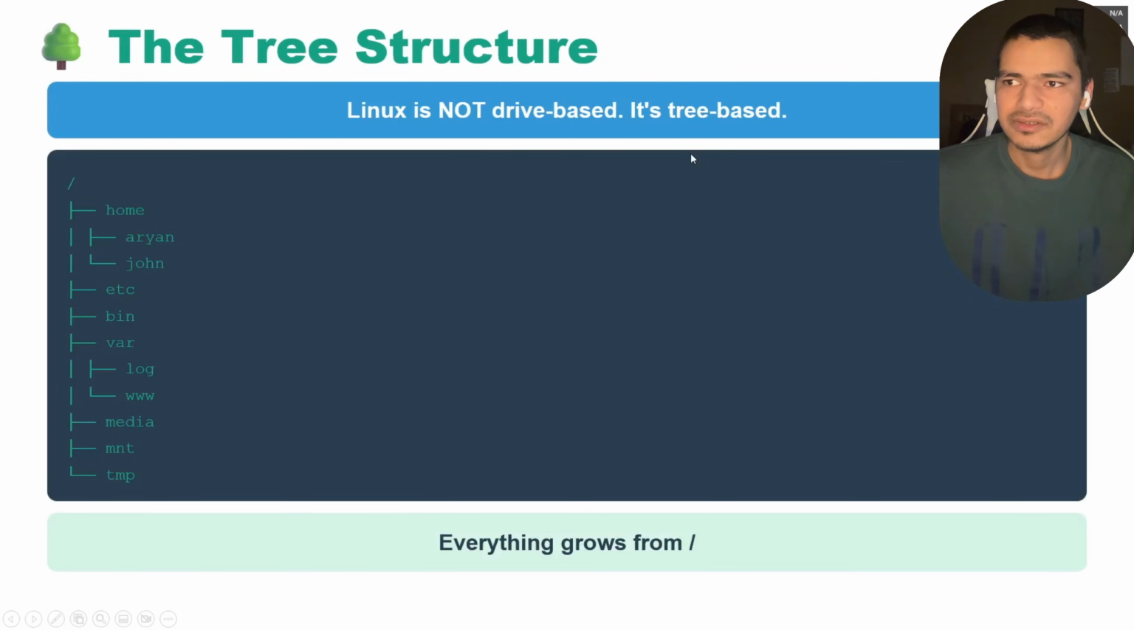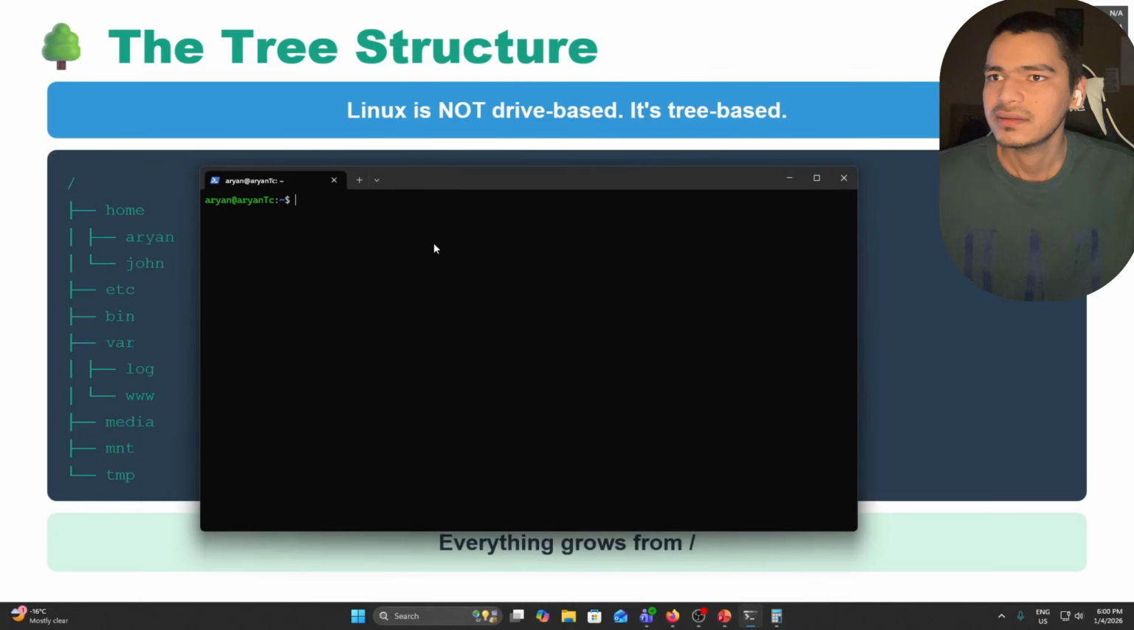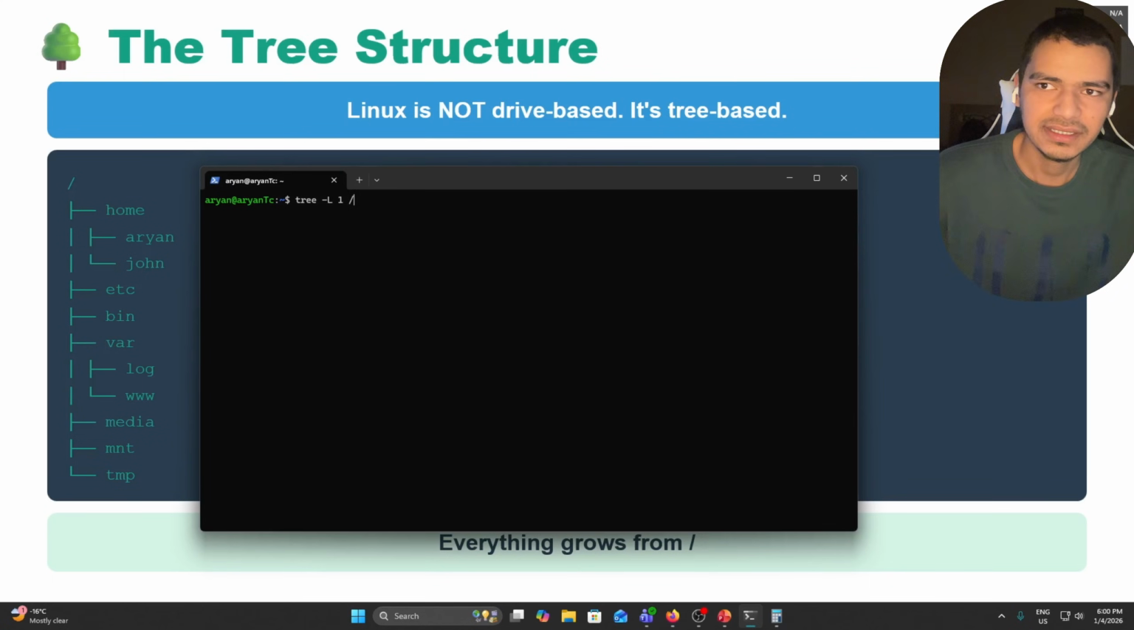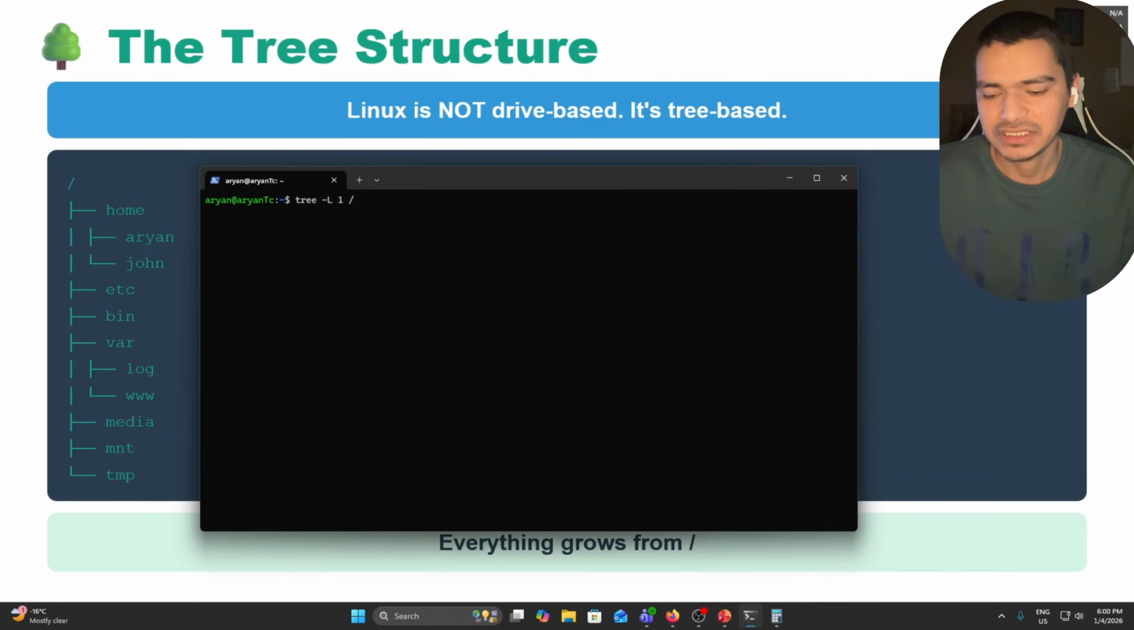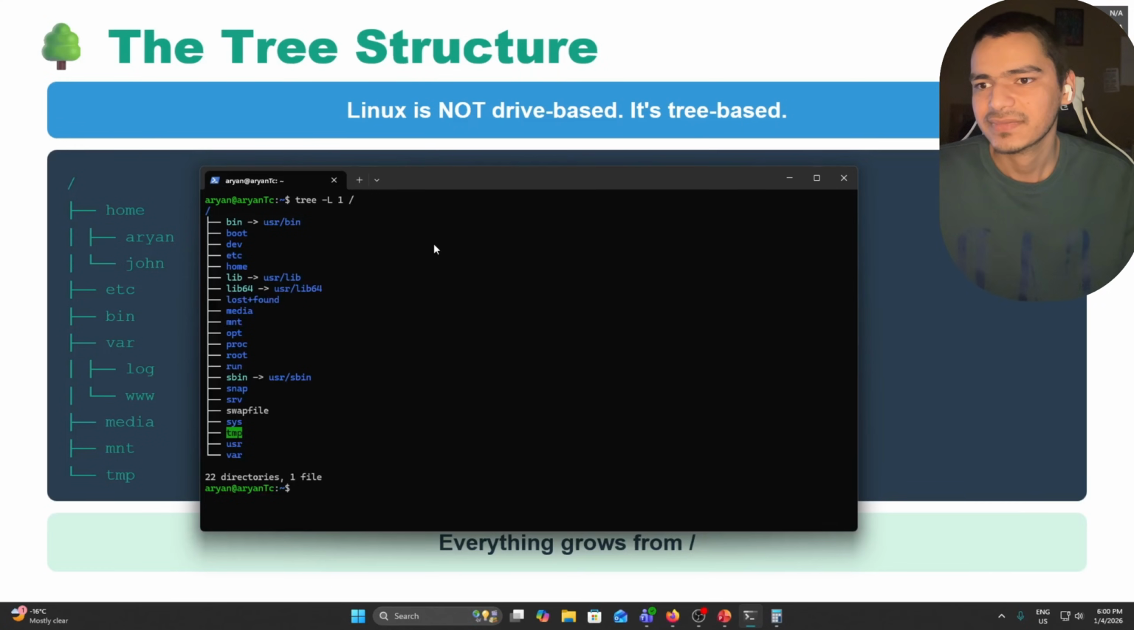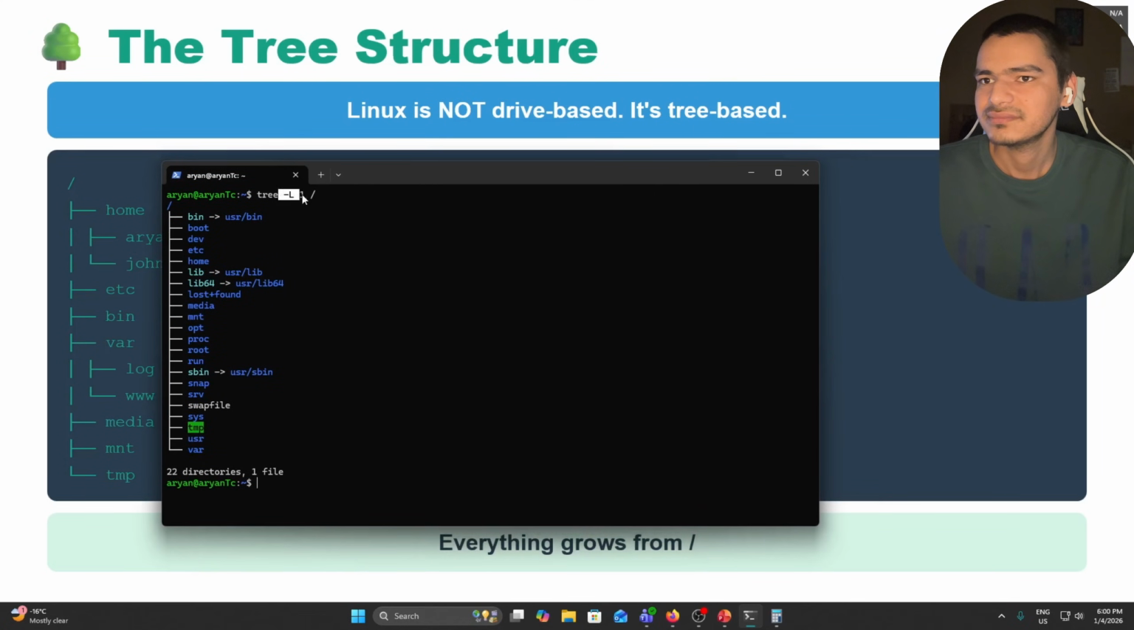So if I have to summarize what we have learned so far, Linux is not a drive-based structure. The whole idea behind the Linux file system is that it is a tree-based system. One root, many branches. Everything grows from a slash. Let me give you a visual representation of it. In the terminal, you can just run this command and it will show you the structure that we are talking about. Here you can see the clear structure. The -L 1 option here limits the depth to just one level, so it is readable.